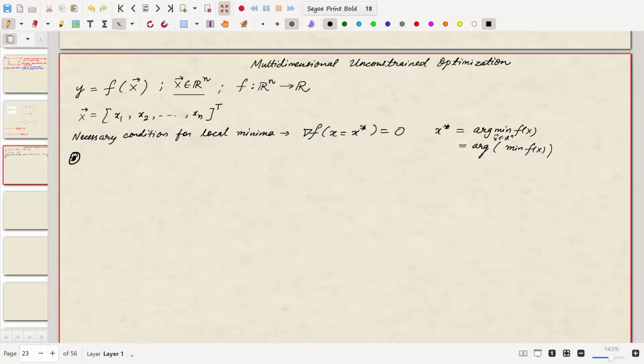To understand more, what you do is take the double derivative. If the double derivative is less than 0, you say it is maxima. If the double derivative is greater than 0, you say it is minima. Similarly, when you go to higher dimension, multidimensional, what shape does the double derivative take?